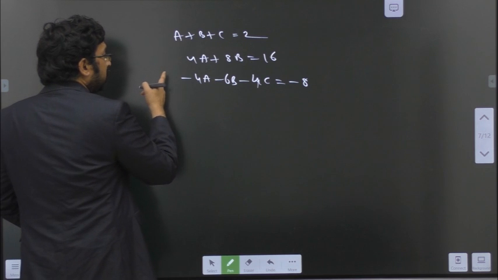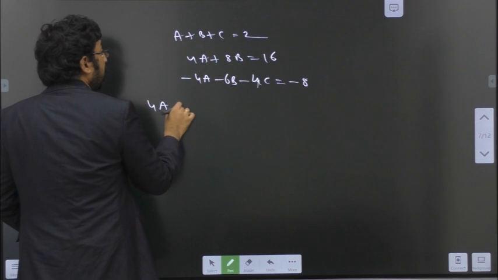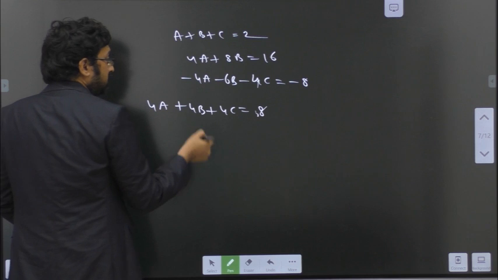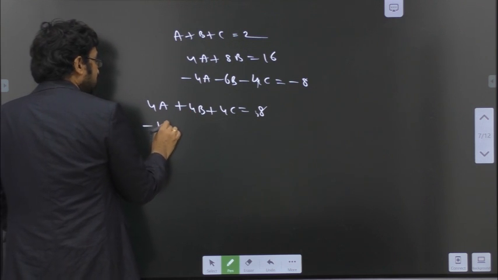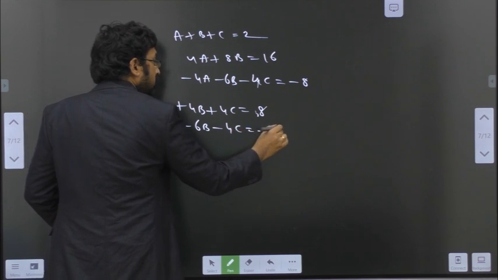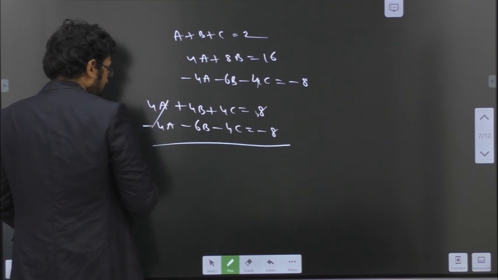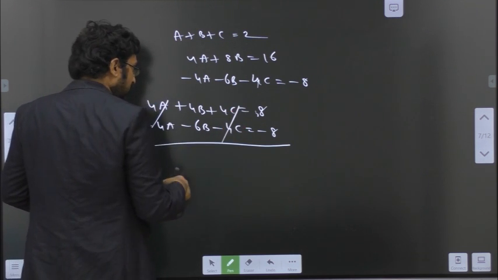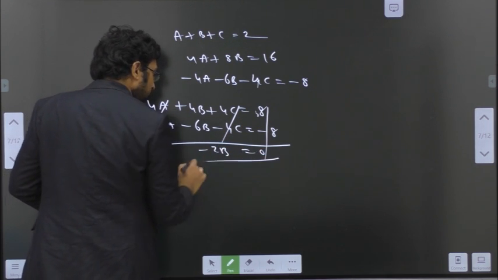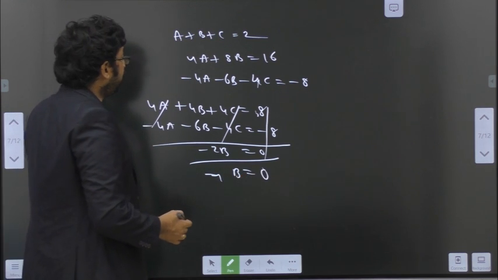So multiply the first equation with 4. So we will get 4a plus 4b plus 4c equal to 8. See the third equation, minus 4a minus 6b minus 4c equal to minus 8. Here 4c gets cancelled, 8 minus 8 cancelled. So minus 2b equals 0. That implies we got b as 0. So you obtain b as 0.